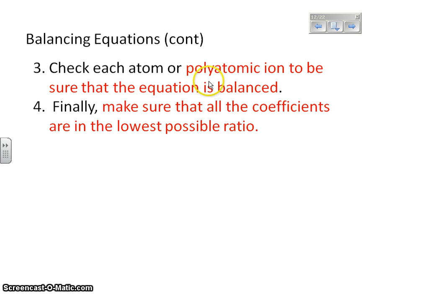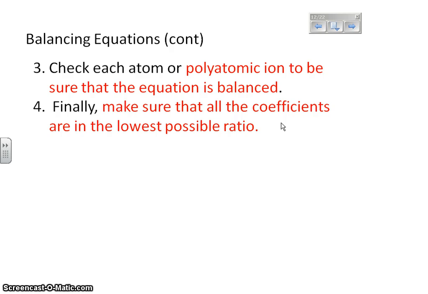Number 3, check each atom or polyatomic ion to be sure that the equation is balanced. And number 4, finally, make sure that all the coefficients are in the lowest possible ratio. What does that mean? That is the same as making sure that a fraction is in the lowest common form. So, for example, in a math class, you would get marked wrong for 2/4. Why? That's not in the lowest ratio. Remember, that would be 1/2. So just like reducing fractions, you also have to make sure the equations are balanced.